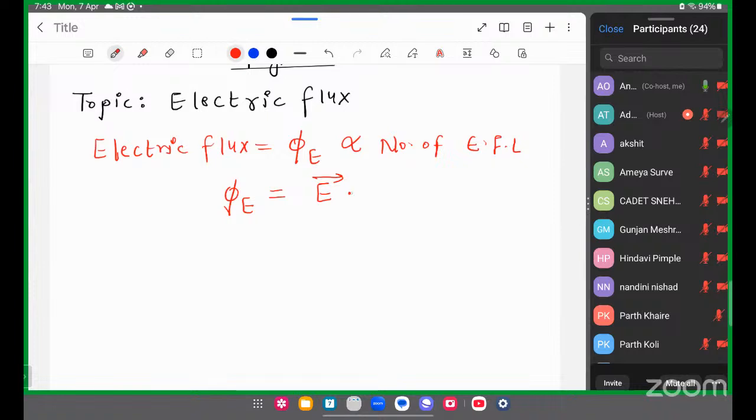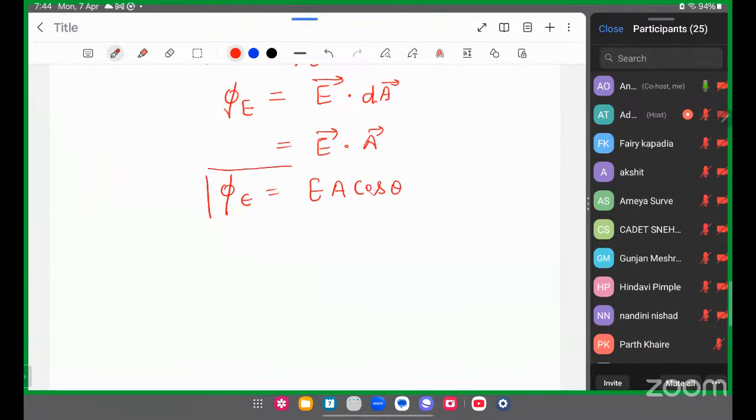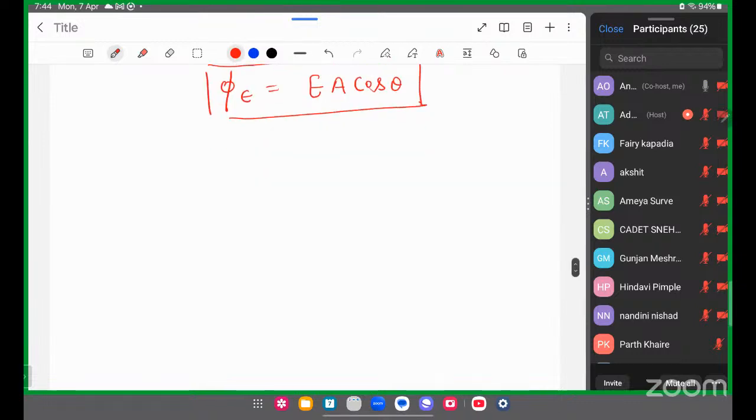E vector and area vector dA. In some books we write it as E dot A, and phi E will be EA cos theta, where theta is the angle between electric field line and area vector A. Understood?